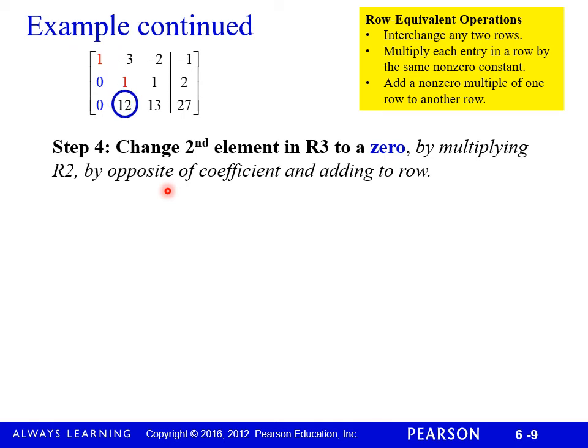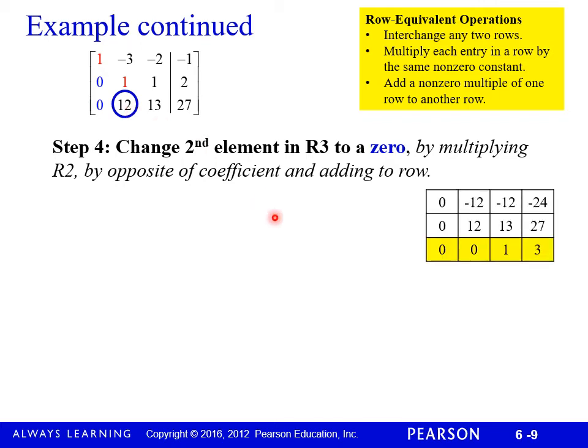Okay, we need to change the second element in row 3 to a 0 by multiplying row 2 by the opposite of the coefficient. The opposite of this coefficient is negative 12, and adding to row 3. So here I did it again. If we take negative 12, the opposite of this number we want to be a 0, times row 2, we get negative 12 times 0, 0. Negative 12 times 1, negative 12. Negative 12 times 1, negative 12. Negative 12 times 2, negative 24. We then add it to the row where we want the 0: 0, 12, 13, 27. This is row 3. And the bottom is our new row 3.